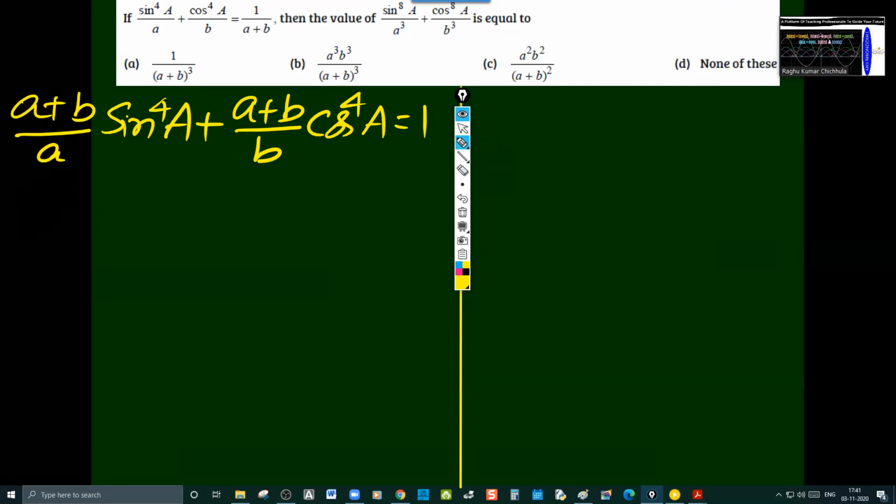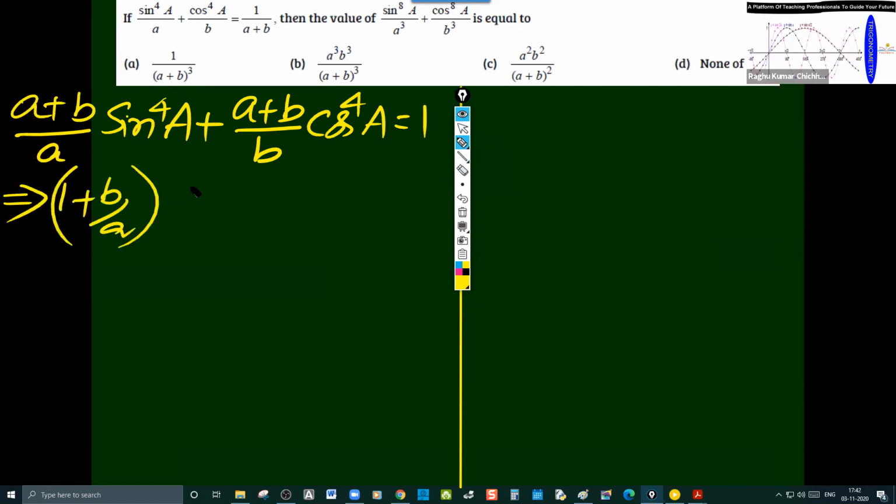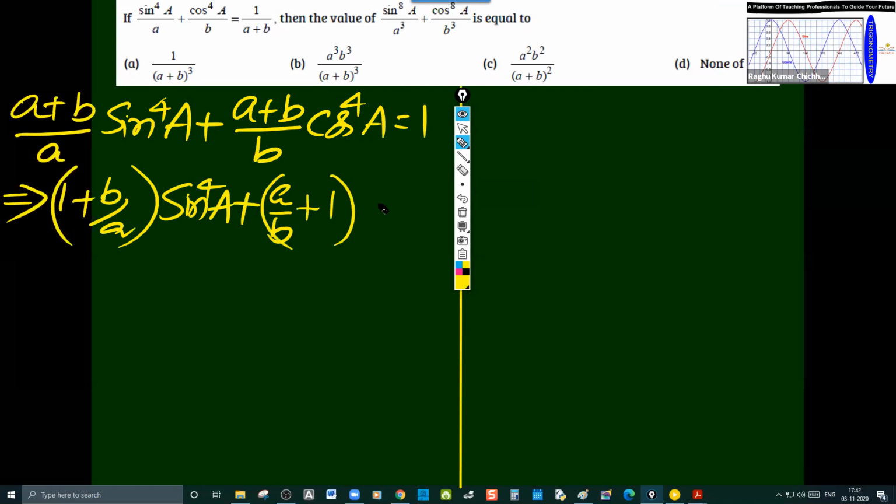Now, do you split the numerator here, please? A by A becomes 1. (1 plus B by A) into sine 4th A plus A by B, B by B becomes 1, cos 4th A is equal to 1.